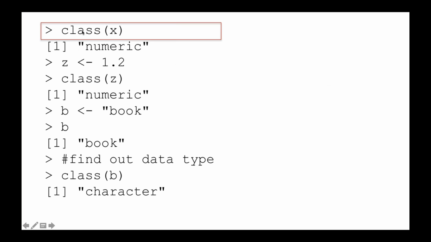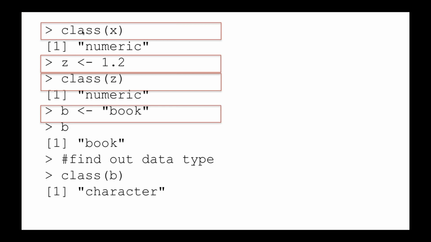Okay, so here we're using class(x). We can find out the variable, the data type. Here we're creating a new variable called z, assigning it the value of 1.2. We're checking the class of that. By default, it's going to be numeric.